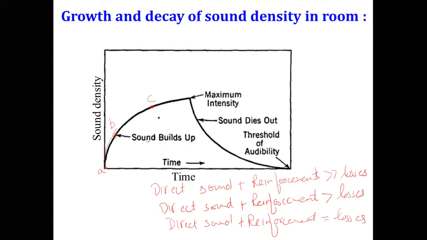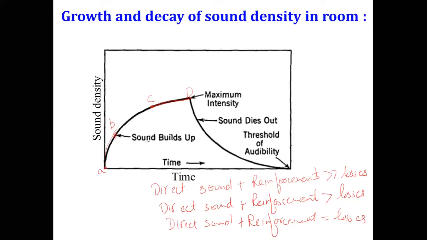And more or less you will get a kind of constancy curve here. And after that, let's say at point D, your speaker has stopped speaking. Now your speaker has stopped producing sound. So that means now there is no direct sound that is reaching the ears of the audience. Now the audience will not get any direct sound. Whatever sound reaches them will only be reflections or reinforcements.